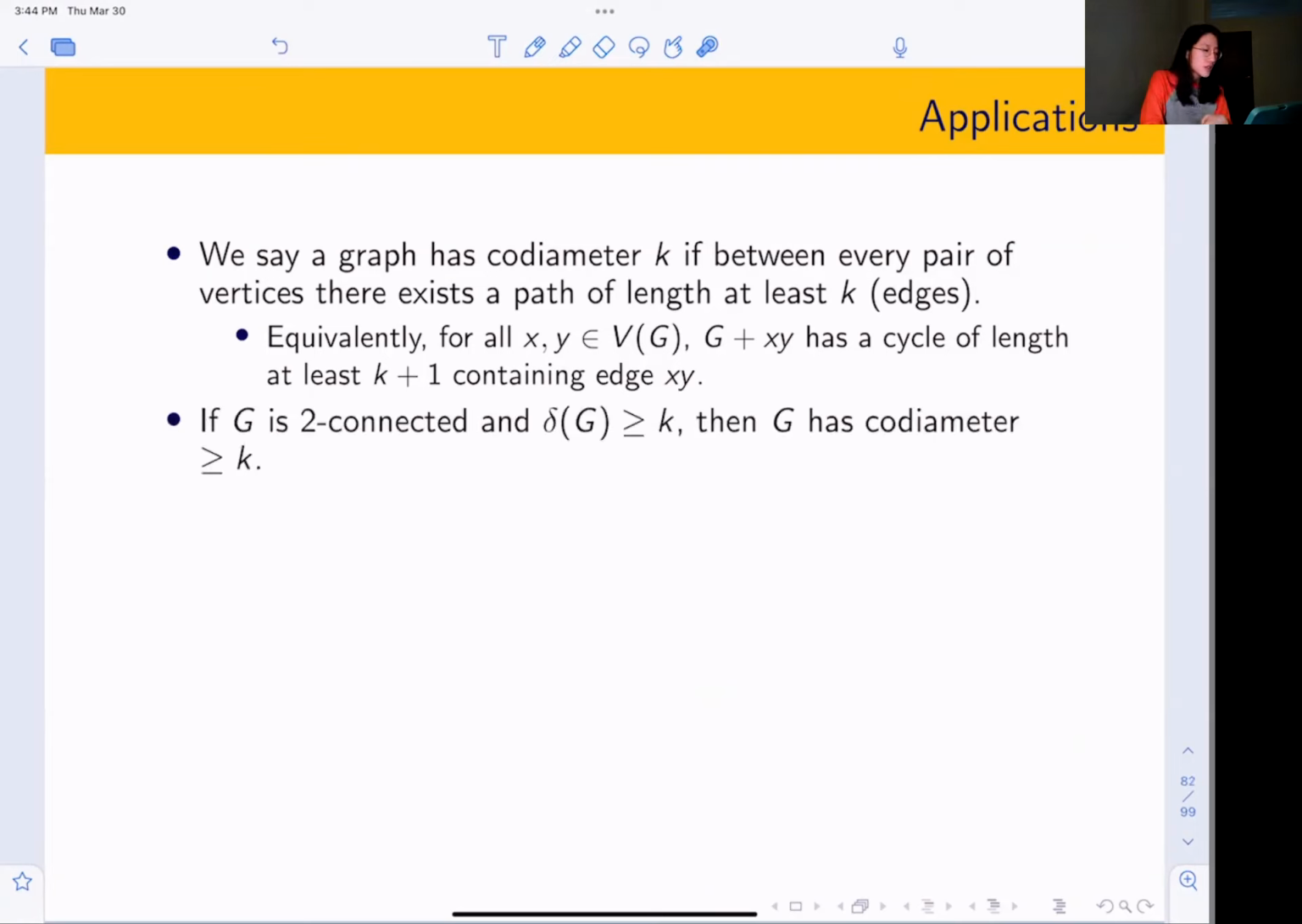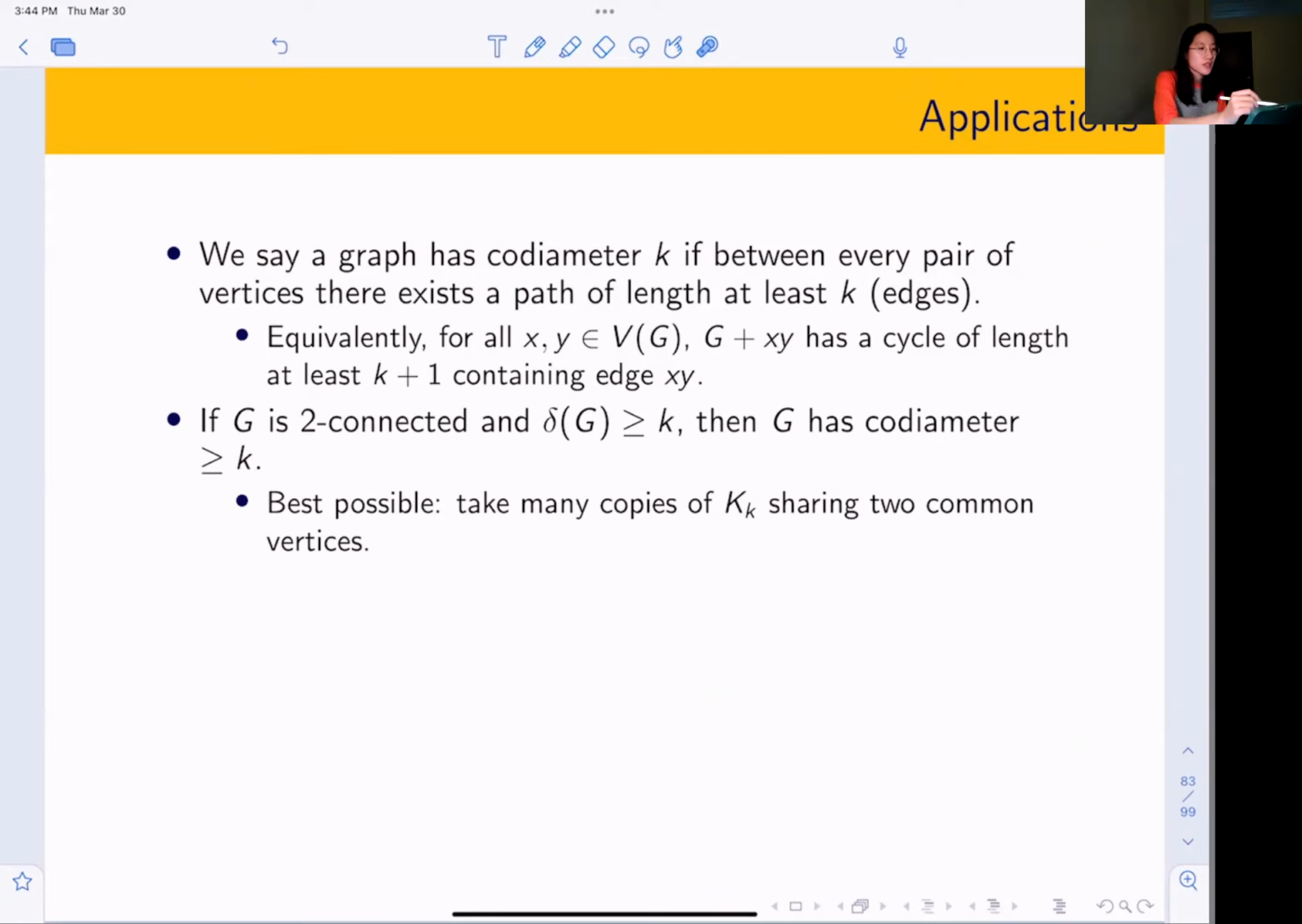So here, it's not hard to show that the minimum degree at least k is going to give us codiameter at least k. And this is best possible, again, by taking many copies of cliques of size k, sharing exactly two common vertices. So if I want a path between those two vertices, I can only go in one clique here.